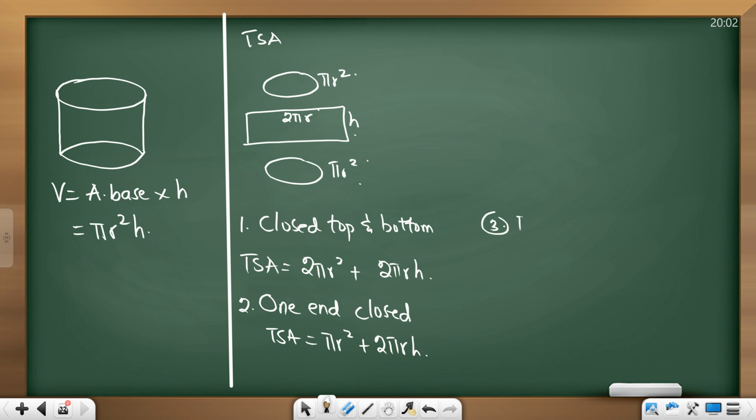Number 3, both ends open. Give me an example. You decide to open the other end and create a tunnel. Straw is another example. A roll of tissue is another example. You see that brown pipe inside the tissue? It's like no top, no bottom. What do you have? What's your TSA? 2 pi r h. There's no more pi r squared.